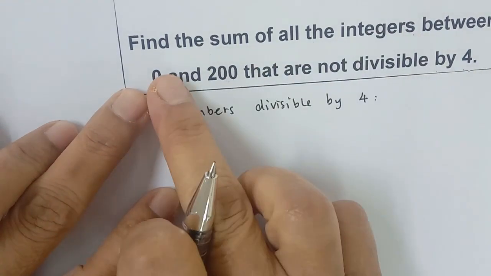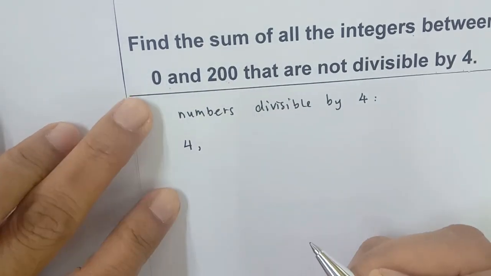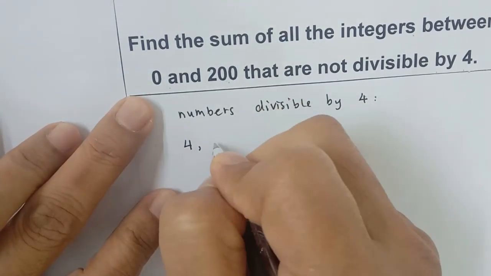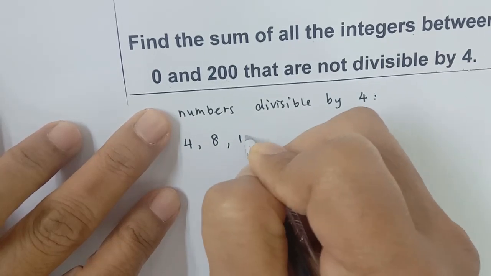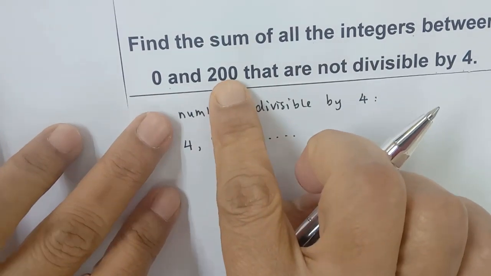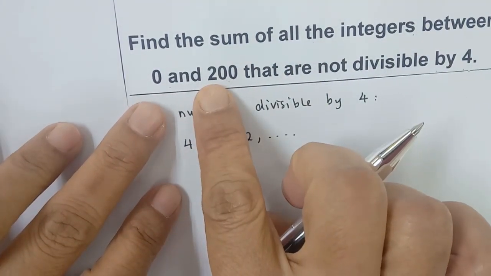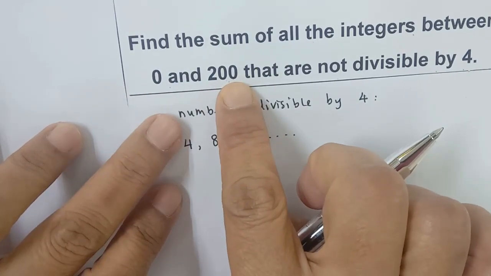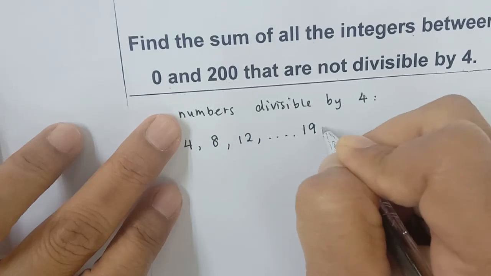So between 0, the number divisible by 4 starts with 4. So the second term is 8. Next, the third term is 12. And what is the last term? Between 0 and 200, not inclusive of 200, the last term is 196.